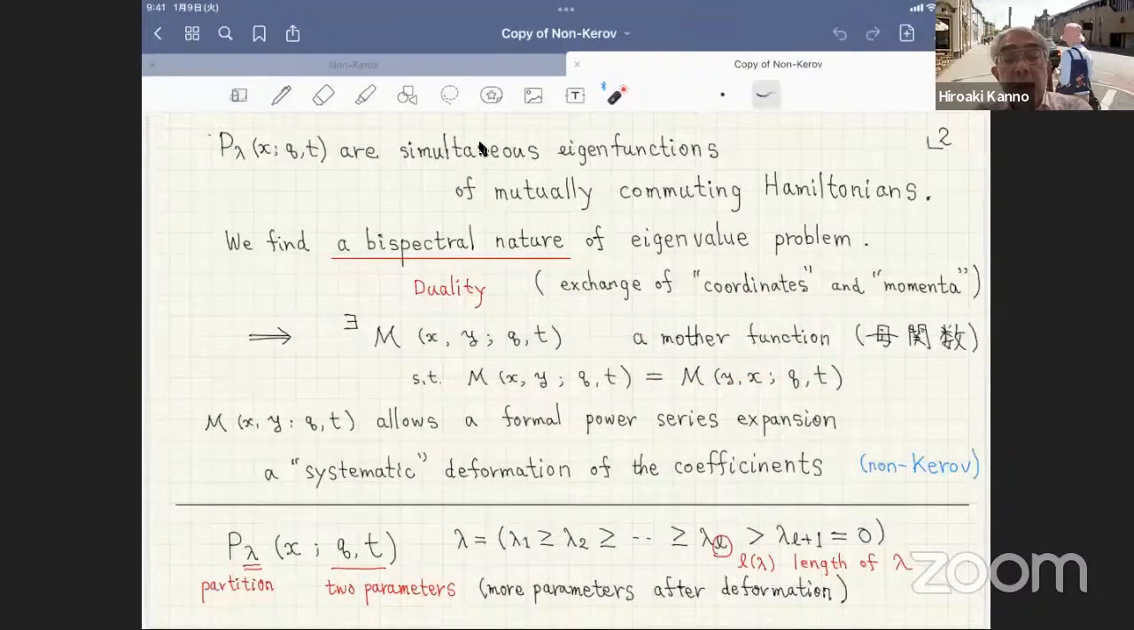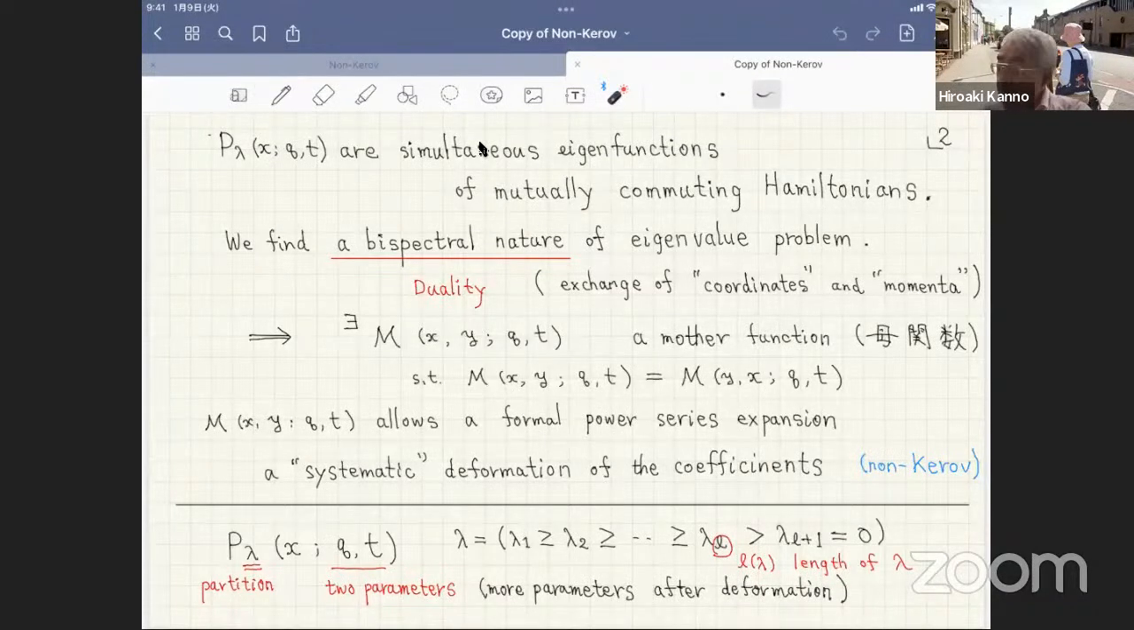This Master function allows some formal power series expansion, like hypergeometric series. I am going to deform these coefficients in a systematic way. This is what I call non-Kerov deformation. So I don't deform the Hamiltonians, but I will deform the eigenfunctions. So this is my non-Kerov deformation.